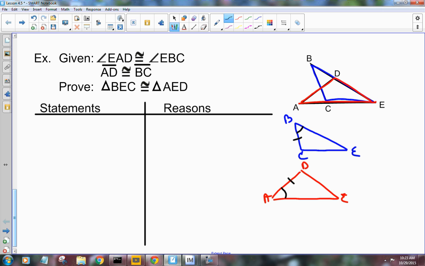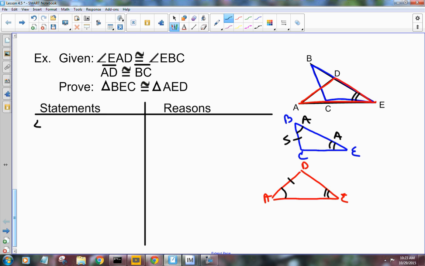Okay, they share angle E, don't they? Good. See, they share angle E. So I could say that this angle E is congruent to itself by the reflexive property, okay? And so then that would be enough to prove those triangles congruent. What would I use? It's not a side angle. AS, right? Angle, side. Okay?